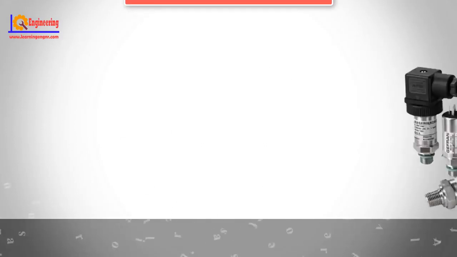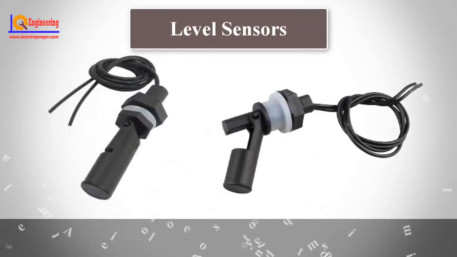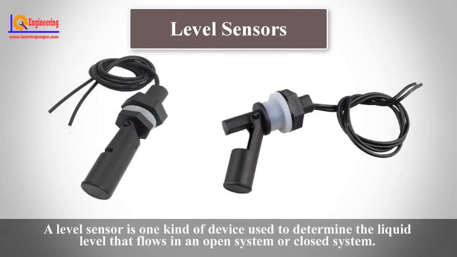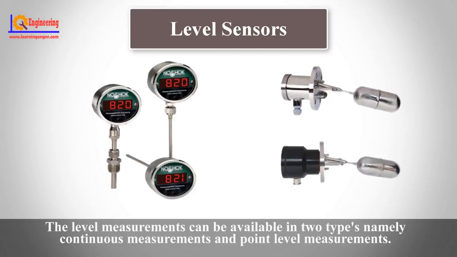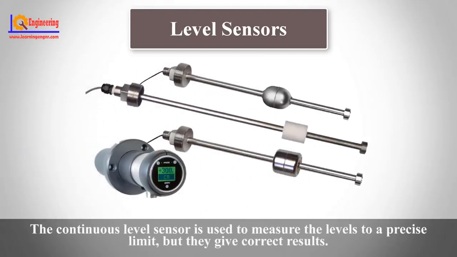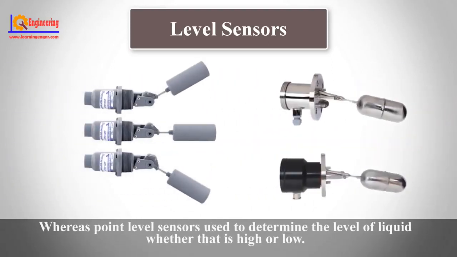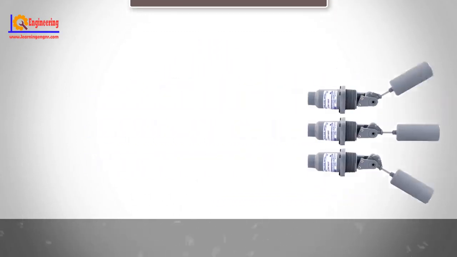Level sensors. A level sensor is one kind of device used to determine the liquid level that flows in an open system or closed system. The level measurements are available in two types, namely continuous measurements and point level measurements. The continuous level sensor is used to measure levels to a precise limit, and it gives correct results. Whereas point level sensors are used to determine the level of liquid, whether it is high or low.